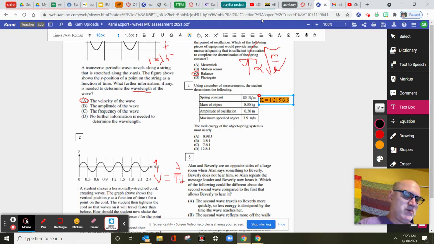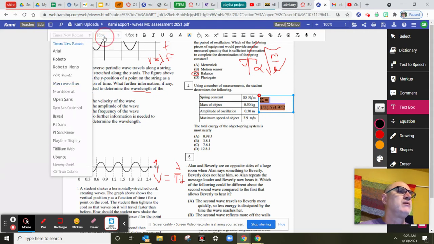Oops. And I guess the font is just a little crazy. Let's make it smaller. Come on, font.